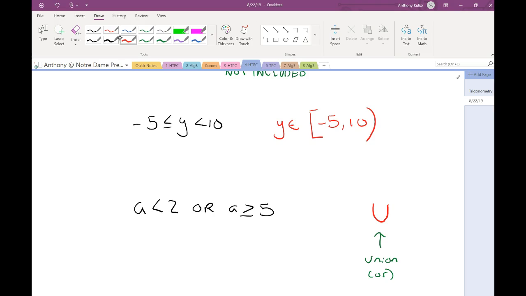So if I consider A is less than 2, what's the lower bound on that set? -infinity, and the upper bound is 2. And are those included or not included? They're both not included. The -infinity is not included because the infinities are never included. And the 2 is not included because the inequality is a strictly less than inequality.